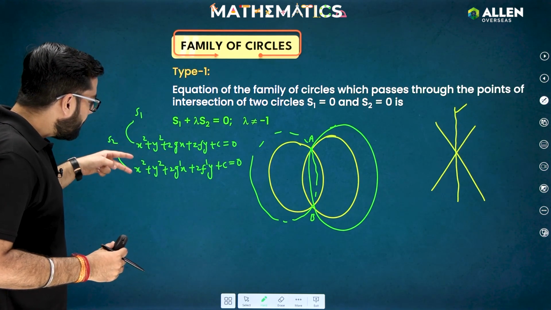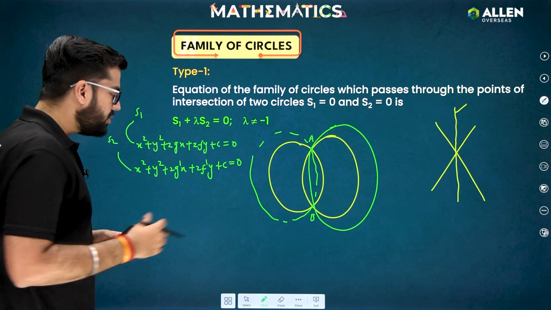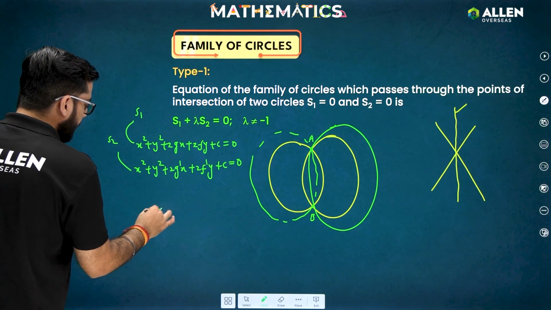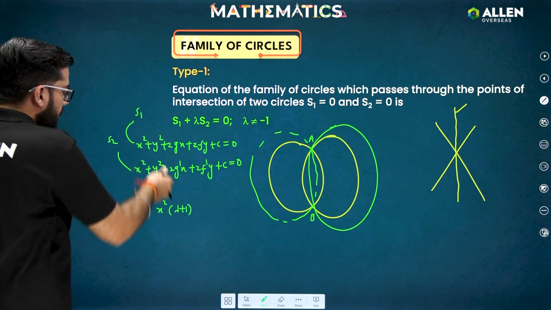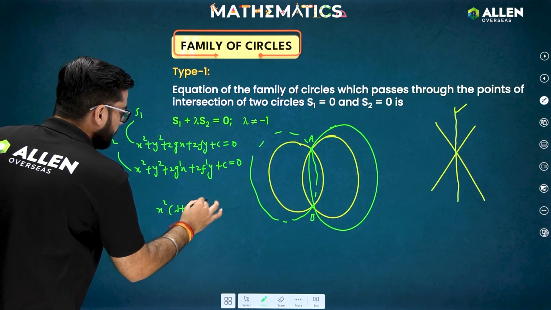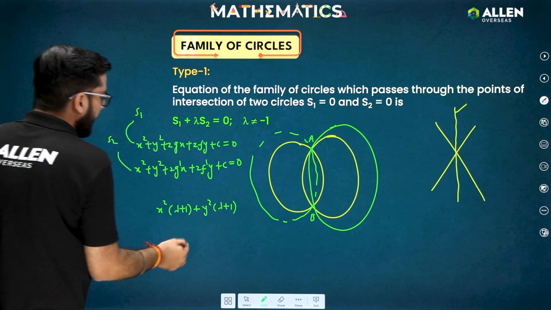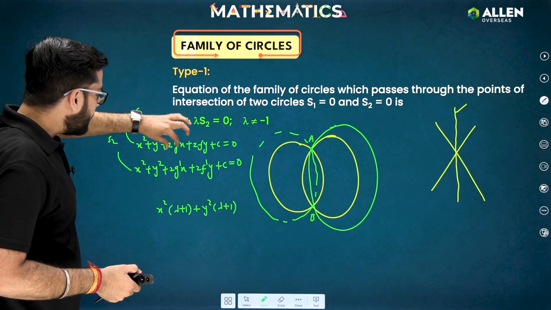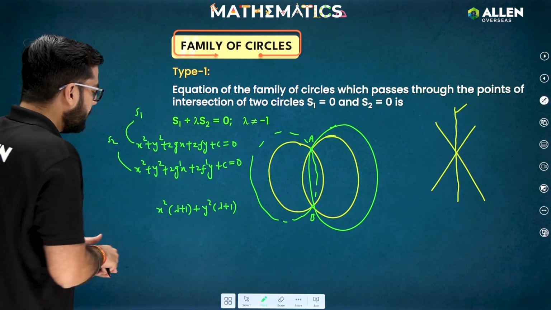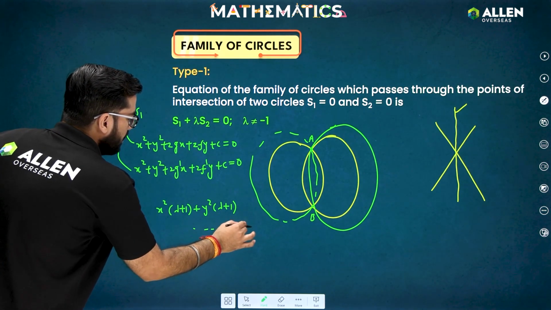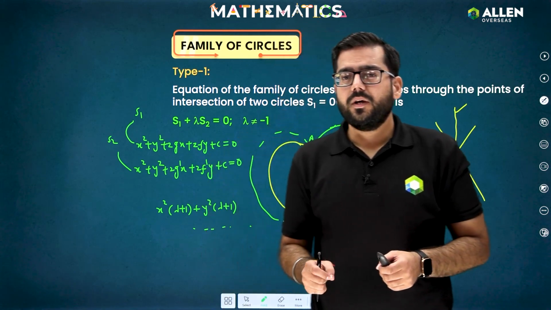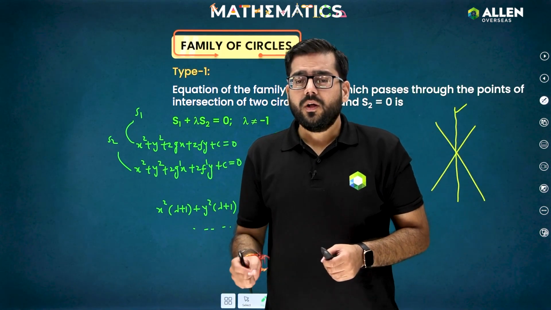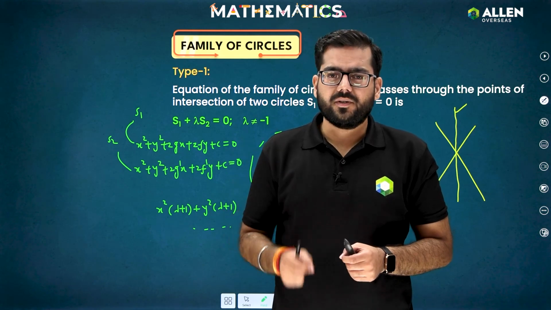x square plus lambda times x square. In short, the coefficient of x square is lambda plus 1. Similarly, the coefficient of y square, again we will get lambda plus 1, and so on. There is 2gx plus lambda times 2g dash x. So these kinds of things we will get after some time. But the thing I want to tell you is why we say that lambda is not allowed to be minus 1.